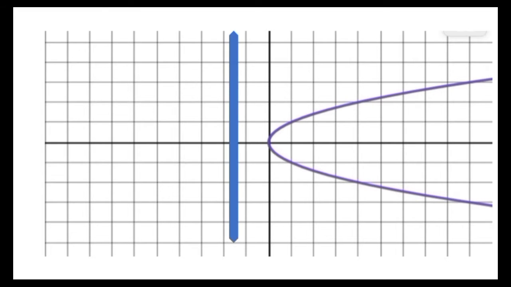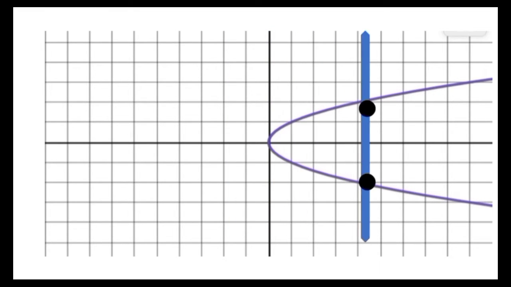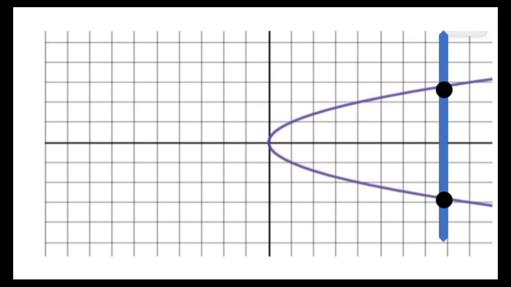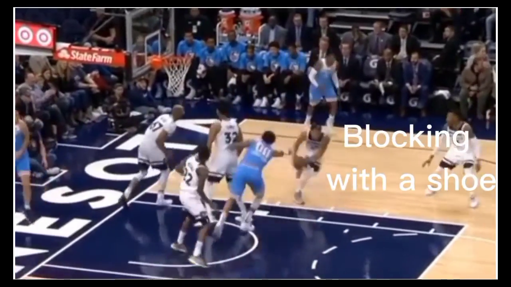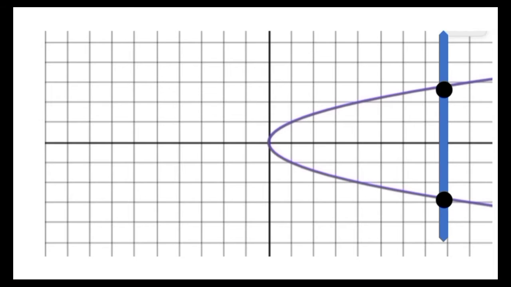Using a vertical line test, move the vertical line to the right. It intersects the parabola at more than one point, so this is not a function. Not allowed. But how can we make this a function? We can make this a function by taking only the positive result or the negative result.